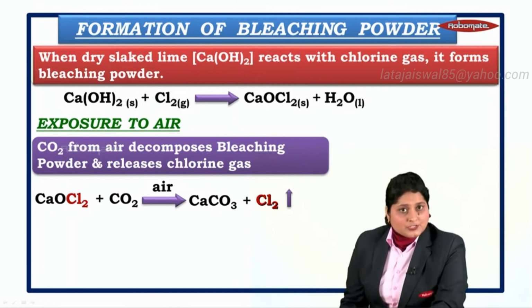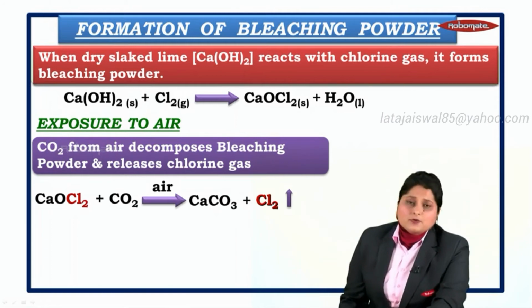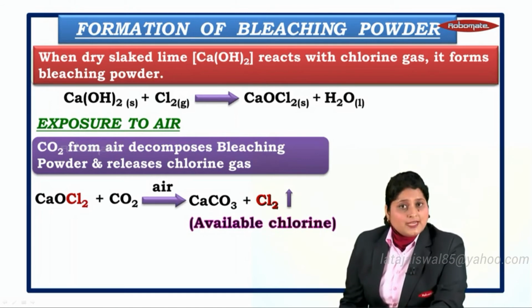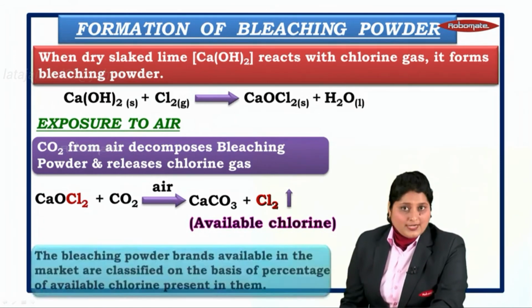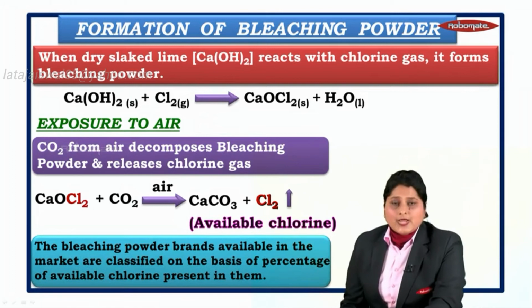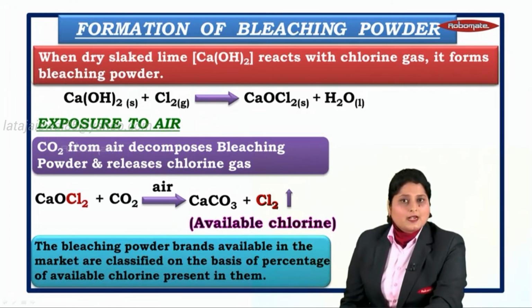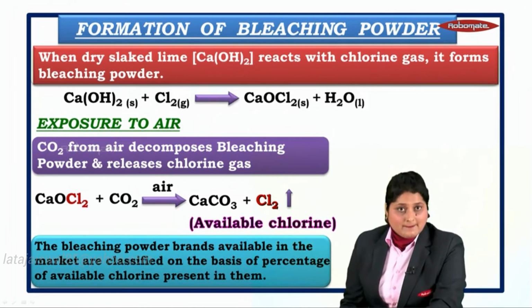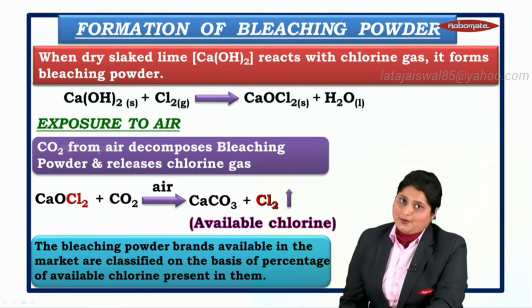This decomposition is brought about by carbon dioxide gas present in the air. And this chlorine which is released is called available chlorine. The bleaching powder brands available in the market are classified on the basis of the percentage of available chlorine present in them. The more the chlorine, the better the quality of that bleaching powder.